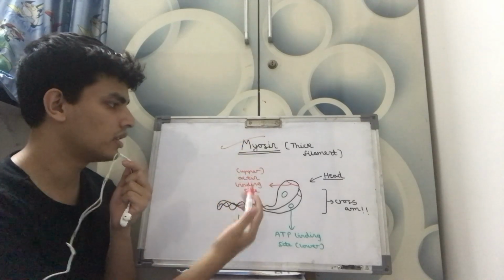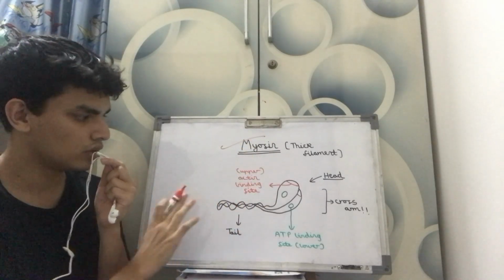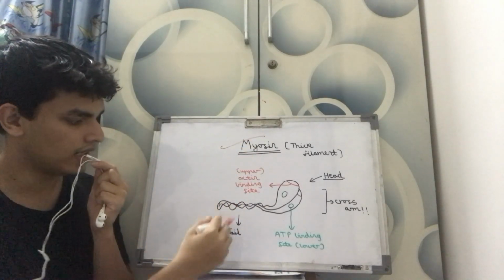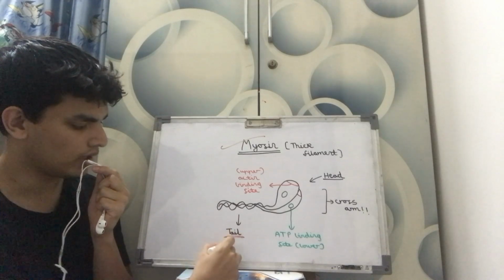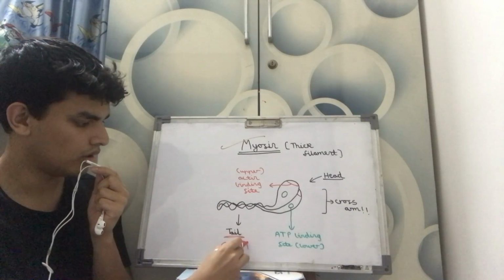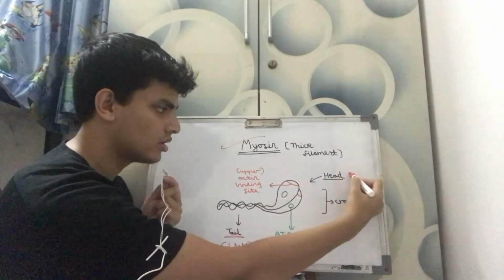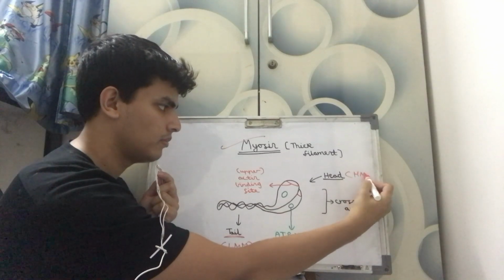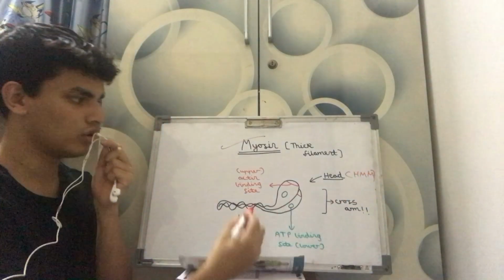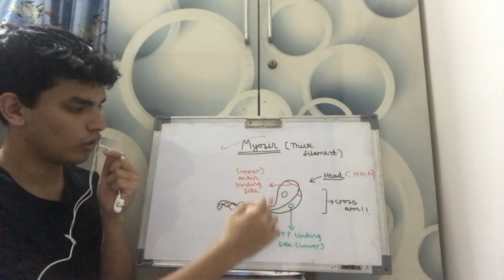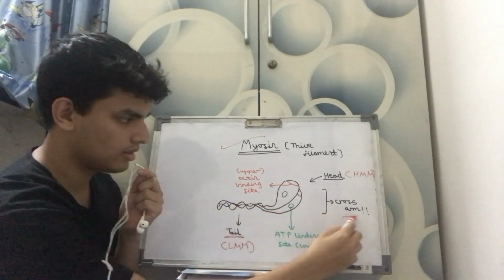So as we know, we are doing the diagram of myosin, the thick filament. This is the diagram given in NCERT. This is the tail portion, or the LMM, light meromyosin. This is the head portion, or the HMM, heavy meromyosin. This is the globular head, and it forms the cross arm. This is the cross arm.